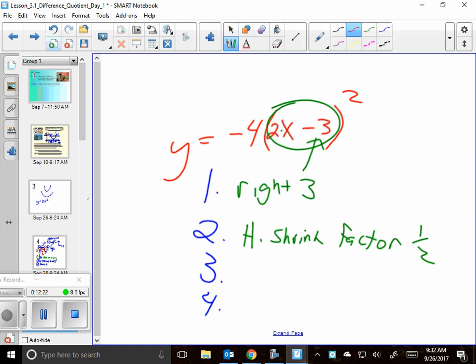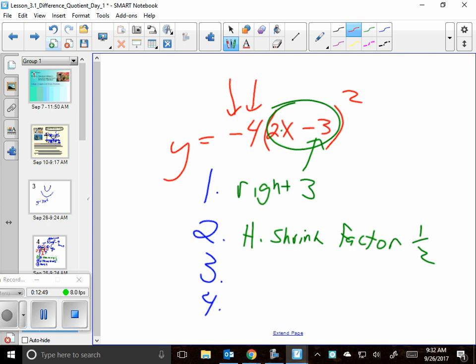Third thing, after I've horizontally shrunken this thing, I've done everything that's on the inside. So I guess I got to move to the outside. Of these 2, those are the 2 that are tied. They're on the same number. You get what I'm saying? Like, it's a -4, but it is 2 things. The negative is going to make it flip or reflect, and the 4 is going to make it stretch.